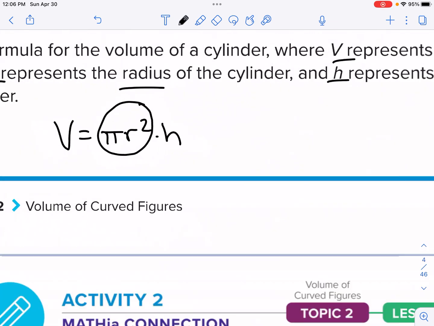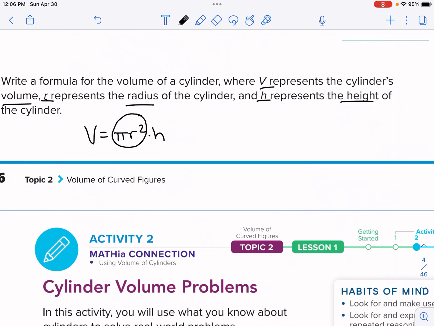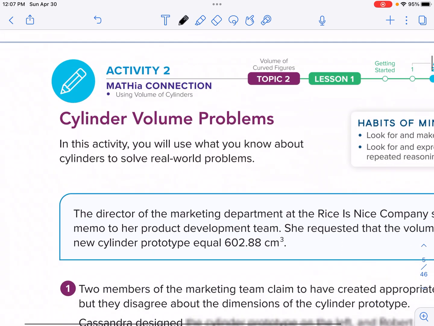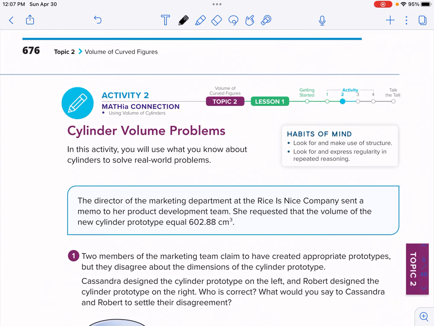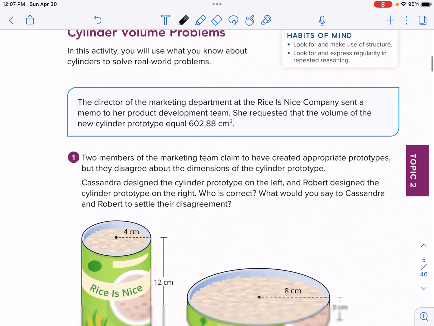Okay, let's move on to activity 2 on the next page, 677. Then we just have 2 more pages to finish up activity 2, and that'll complete the lesson. So it says, in this activity, you will use what you know about cylinders to solve real-world problems. And then here, there's some information that's given to us. It says the director of the marketing department at the Rice's Nice Company sent a memo to her product development team. She requested that the volume of the new cylinder prototype equal that number in terms of cubic centimeters.